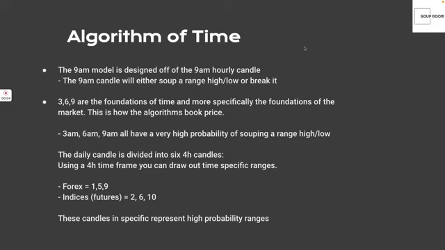The algorithm of time. So, why do we choose the 8 a.m. candle's range? Why the 8 a.m. candle high and low? The simple reason is because the entire model, the 9 a.m. CRT model, is designed off of the 9 a.m. hourly candle. The 9 a.m. candle will either soup the 8 a.m. candle's high or low or break it. Very important. Very, very important.